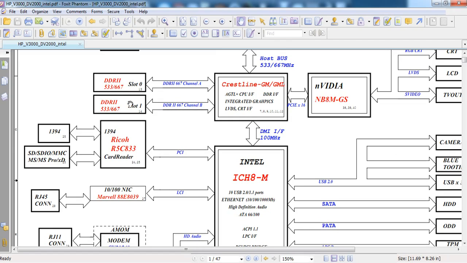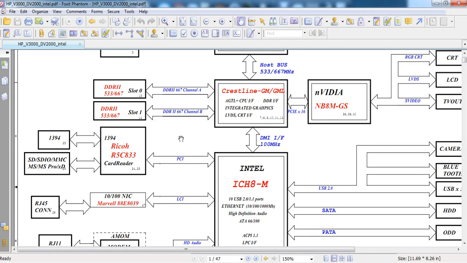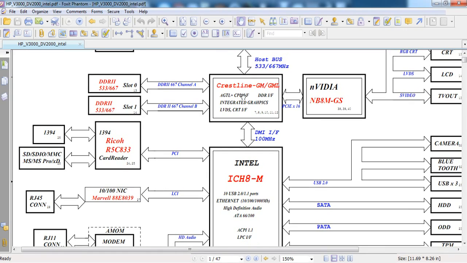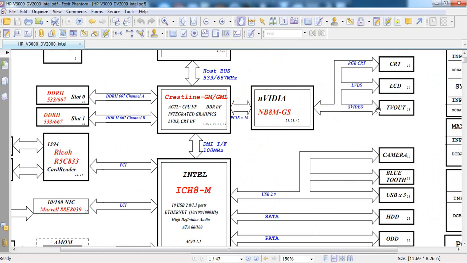This is a 2+2. This motherboard supports a maximum of 4 GB DDR2 memory sticks. Okay, DDR2 memory sticks. This is channel A, channel B, or DIMM slot 1, DIMM slot 2. So this GMCH is connected with and controls the DDR memory section as well as the video section.